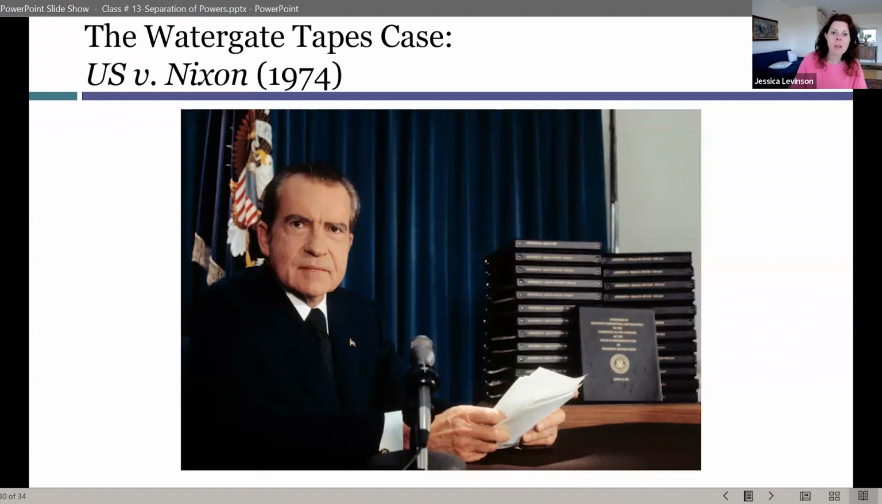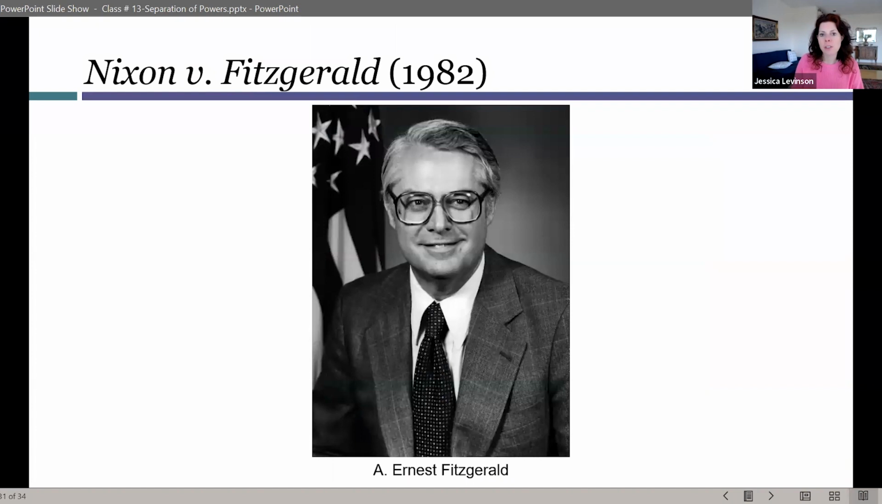Again, US versus Nixon involves executive privilege, and the court says the privilege exists, but it's limited. And Nixon versus Fitzgerald involves immunity in a civil case, and the court says there is immunity, and in fact, it is absolute. And Nixon, of course, would have loved that decision in the Watergate tapes case as well, but he didn't get it.